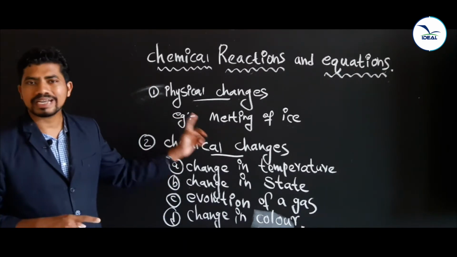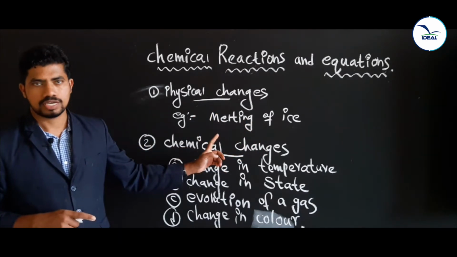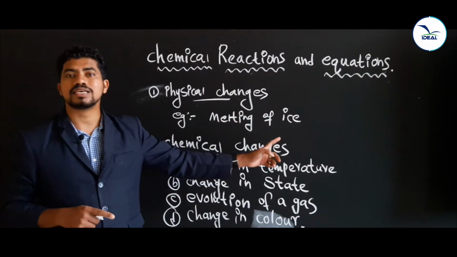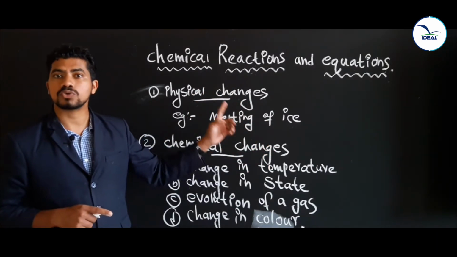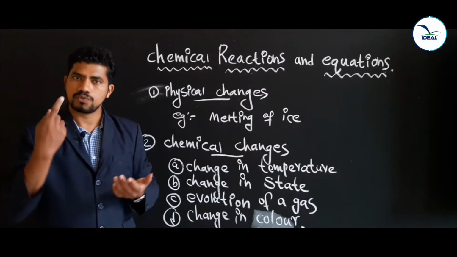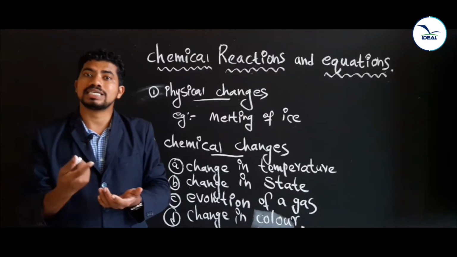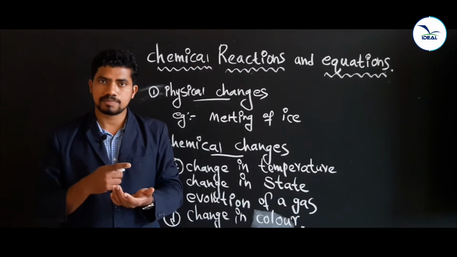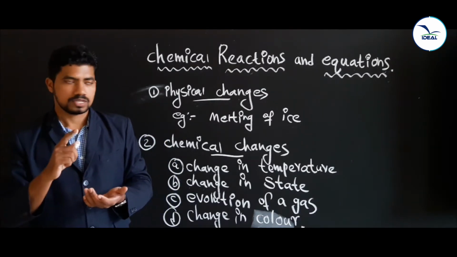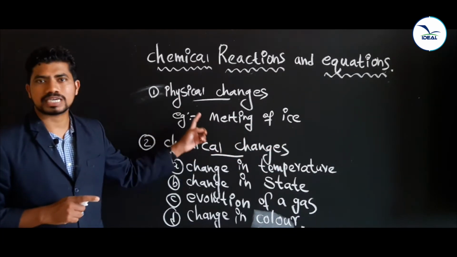I gave you one example here, the melting of ice. It is a physical change because ice is a solid form of water. After the melting of ice, we will get water, and after the vaporization of water, we will again get the water itself. That means no chemical change is happening for water. So I took the melting of ice as an example for physical change.